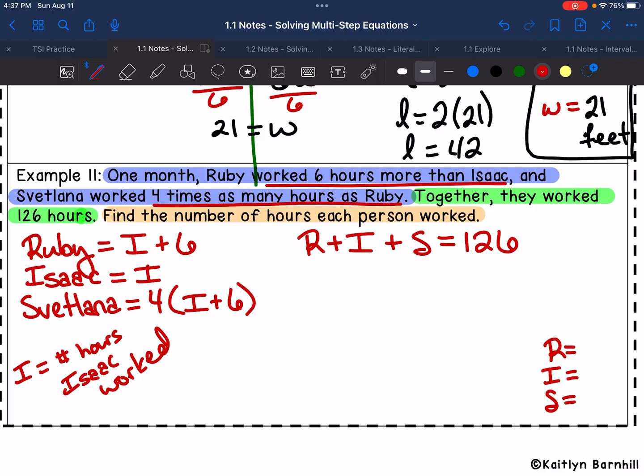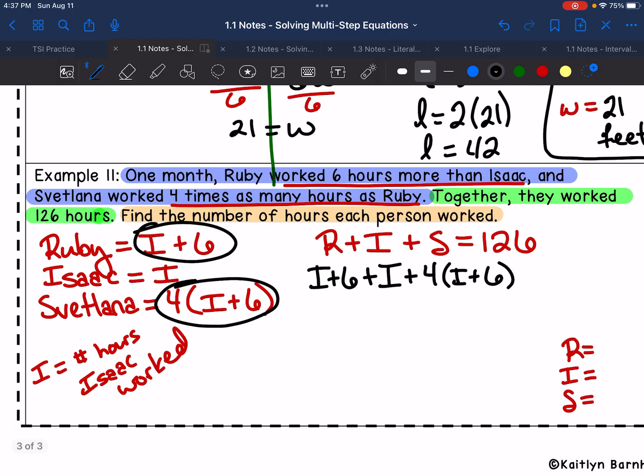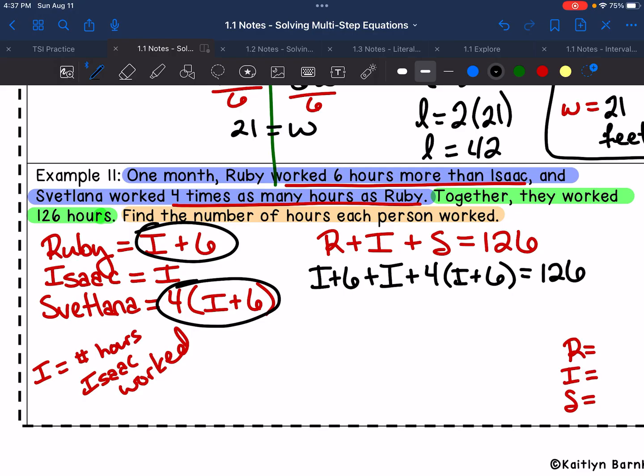Okay, so let's see what we can plug into our equation that we've started here. For R, we said that Ruby was Isaac plus 6. So instead of an R, I'm going to put I plus 6. And then we've got plus Isaac. We don't know anything about Isaac, he's just Isaac. And then we've got Svetlana. We said Svetlana was 4 times I plus 6, so I'm going to write that: plus 4 times I plus 6. And then we equal 126.